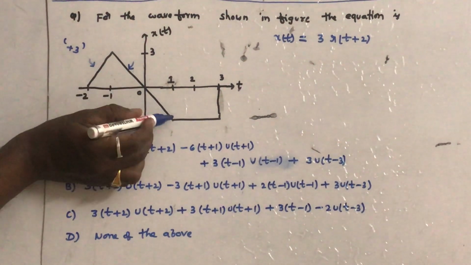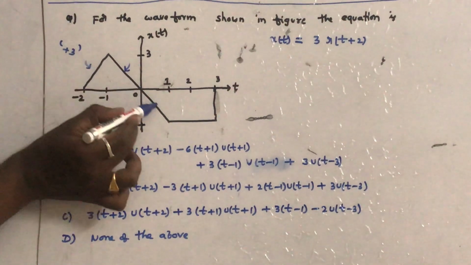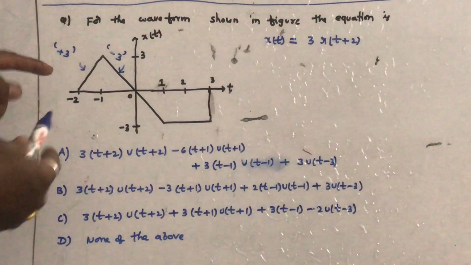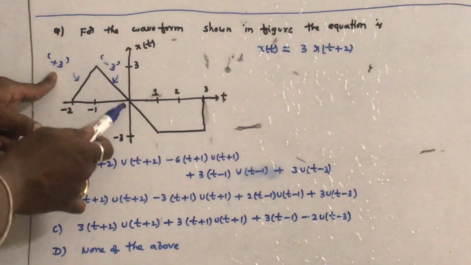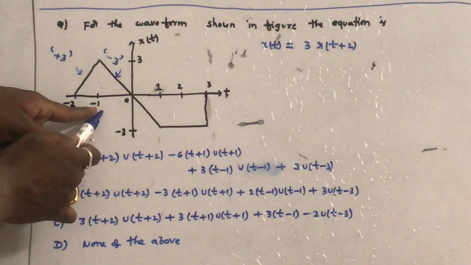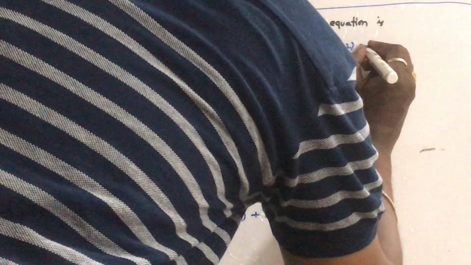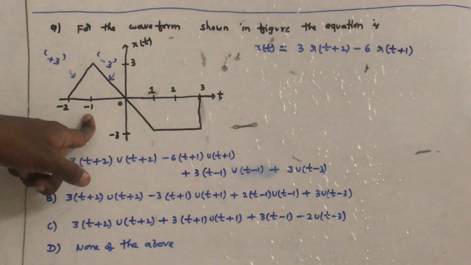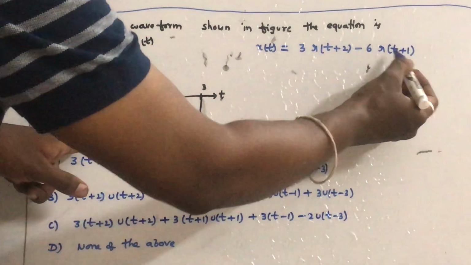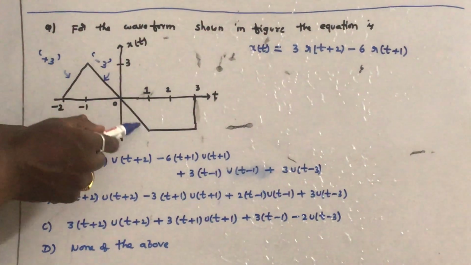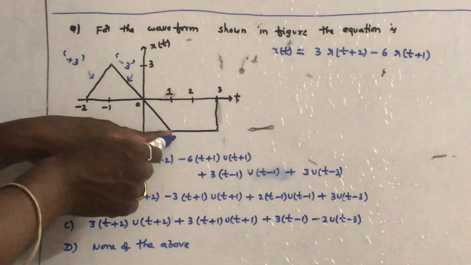From 0 to 1 also, the ramp maintains the same slope. So what is the slope of this line? Minus 3. From 3 to minus 3, that means at t is equal to minus 1, we are adding a ramp of slope minus 6. So we have to write minus 6 into r of t plus 1. Because of this added ramp, the slope of the line suddenly becomes minus 3, and it continues till t is equal to 1.